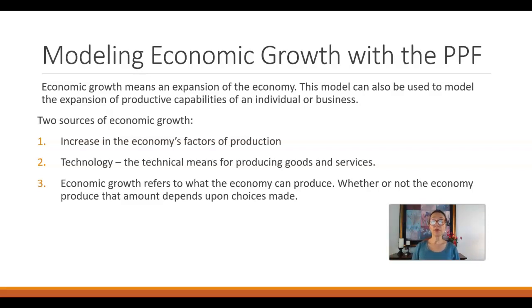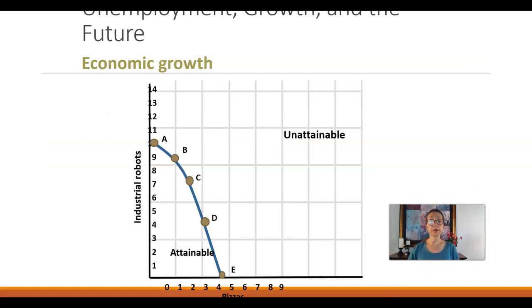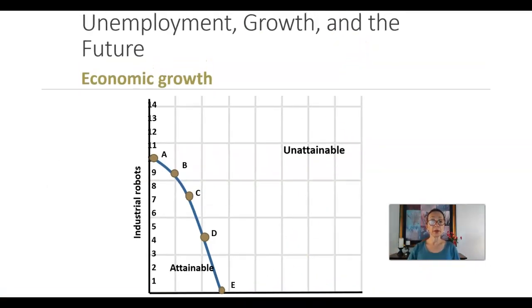So economic growth refers to what an economy can produce. If you're looking at a business, it's what a business can produce. If you're looking at yourself, it's what you can produce. So how do we model that? Well, we already know, for example, that we have an unattainable portion of our production possibilities curve and an attainable portion, and those combinations that we can achieve with our resources.